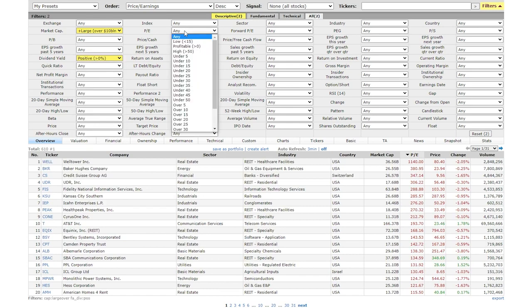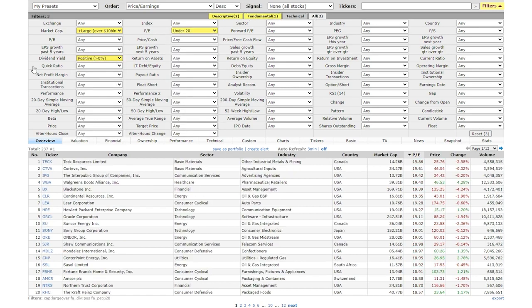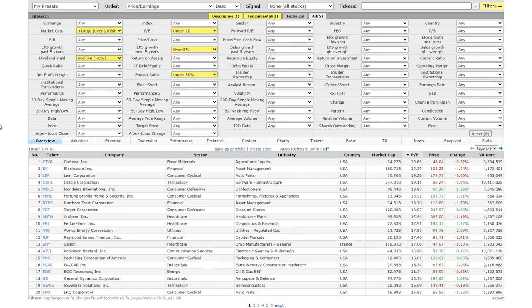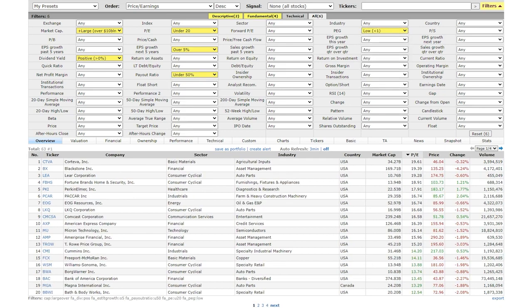Next, we want a PE ratio of under 20, saying it's potentially undervalued. Then we want an EPS growth for the next 5 years at over 5%, telling us the company is growing. We want a payout ratio of under 50%. We want a low PEG, giving us stocks that are undervalued. Then we want an EPS growth next year of over 5%.